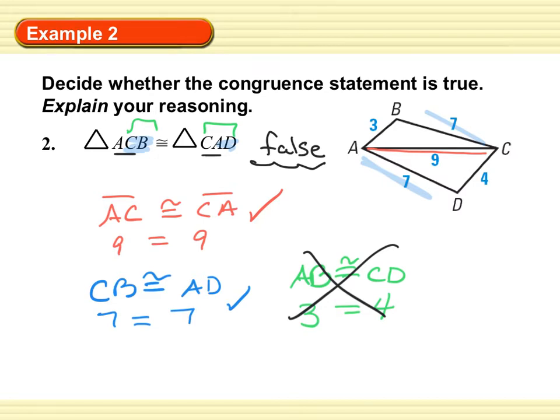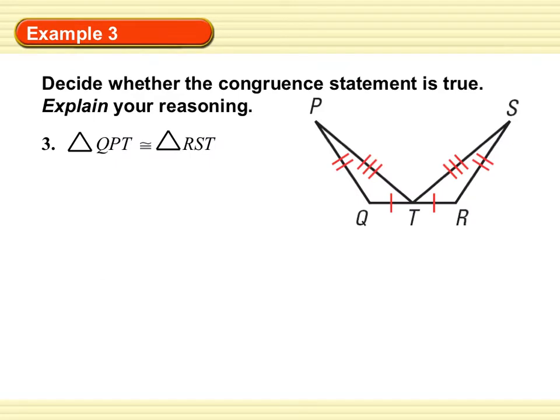The only way they would have been congruent is either this would have had to have been a 3 or this would have had to have been a 4. Everything else matched. Another example. Same thing. Let's see if their statement is true. So let's go through and see if everything matches.